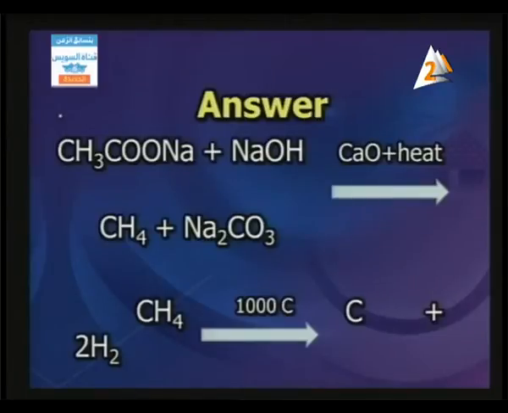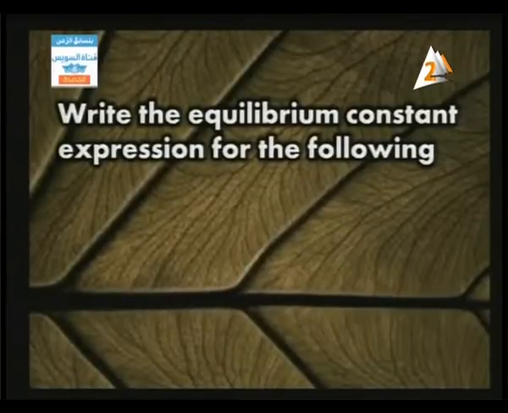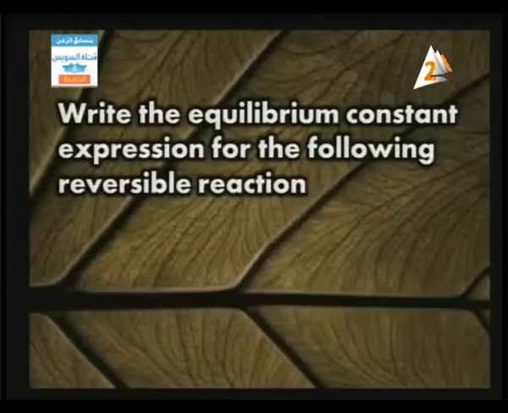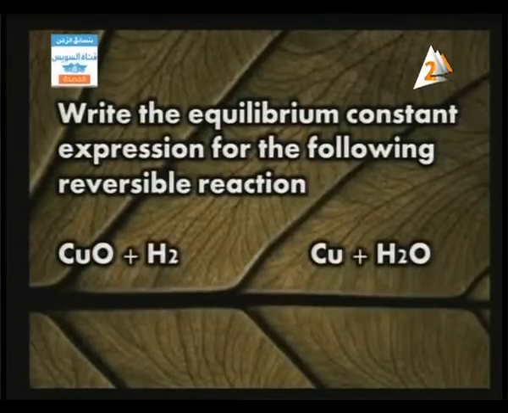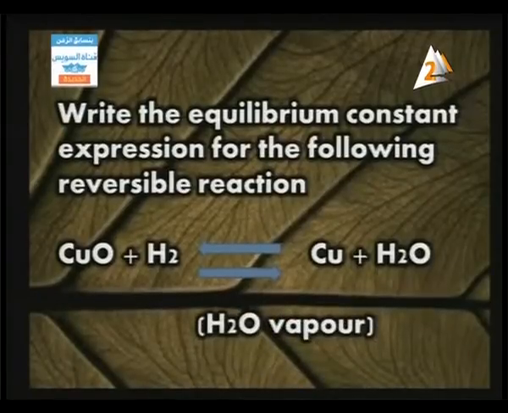Let's go to see another question here. Write the equilibrium constant expression for the following. Equilibrium, it's a good question. Look at this. For the reversible reaction, CuO plus hydrogen H2 gives Cu plus H2O. The arrows are in two different directions. Do you think what this means? Directly we can say this reaction is reversible. What do you need now? I need H2O. Do you think what this means? It's vapor.